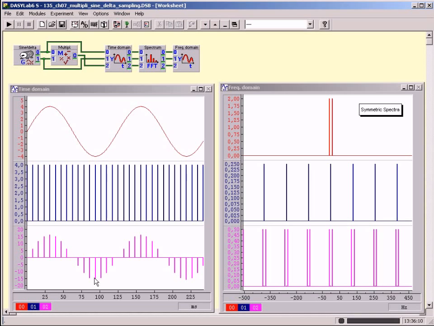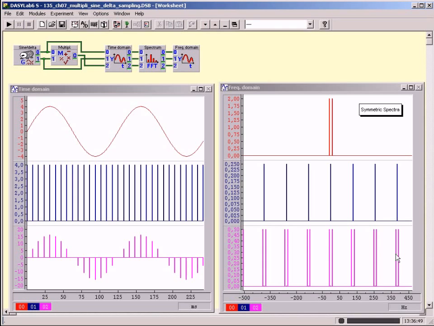Using the example of a sinusoidal oscillation, the multiplication of a signal by a sequence of delta pulses is shown. The sequence of delta pulses has an infinite number of sinusoidal oscillations of the same amplitude, always at the same interval of 128 Hz. In the lower spectrum, you will only find the sum and difference frequencies of any two frequencies of the two upper spectra.